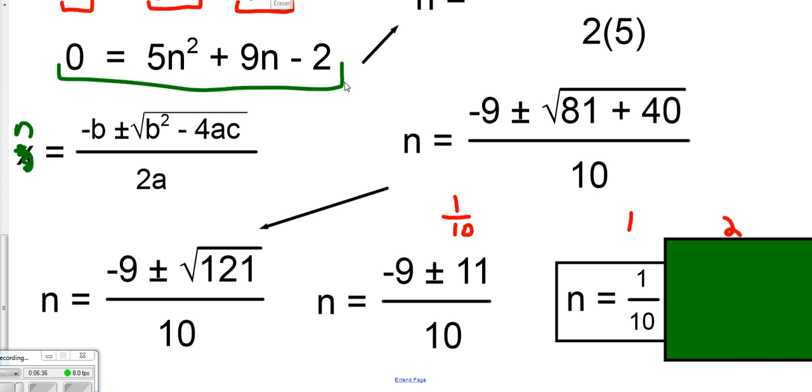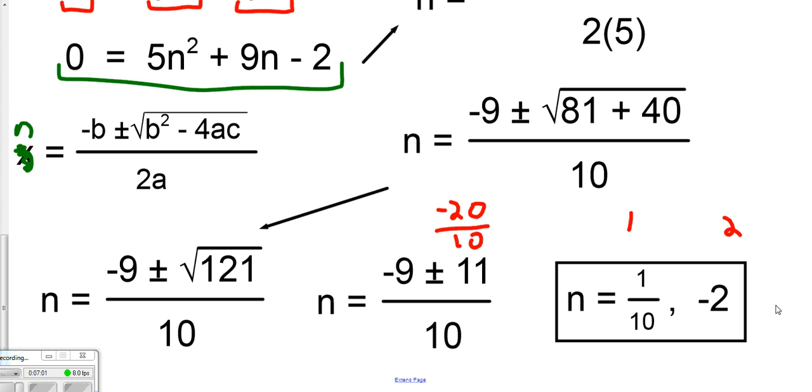Now if I do the exact same process, negative 9 minus 11 would come out to a negative 20. Now if I do negative 20 divided by 10, a negative divided by a positive would be a negative answer. 20 divided by 10 would be a 2. So our other answer should be a negative 2. This means we actually have two answers to this rational equation, 1/10 and negative 2.